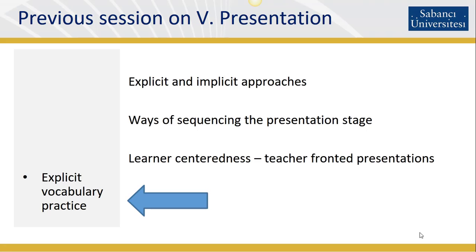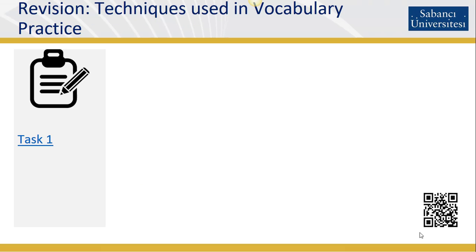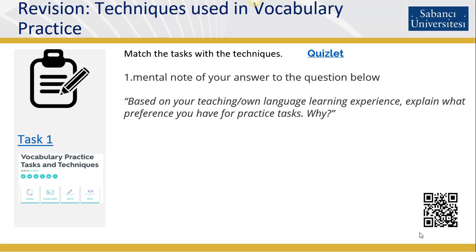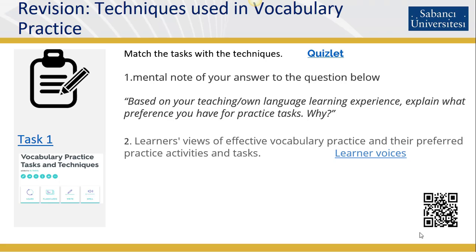Let's continue with what's happened and what will happen in the first part of this session. Here, you started with a warmer activity on Quizlet and revised a few examples of the techniques that were also covered in session 2. You were asked to notice which practice activities you preferred and if they were similar to your choices of vocabulary presentation activities. You were asked to make a mental note of your answer to the question below. Based on your teaching or learning experience, explain what preference you have for practice tasks and why.